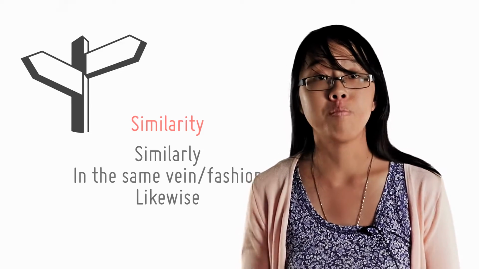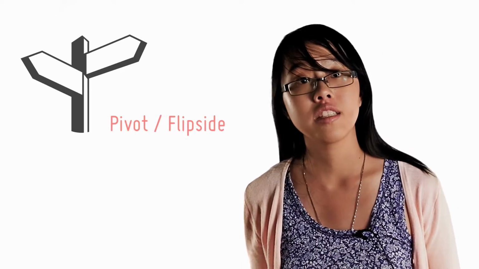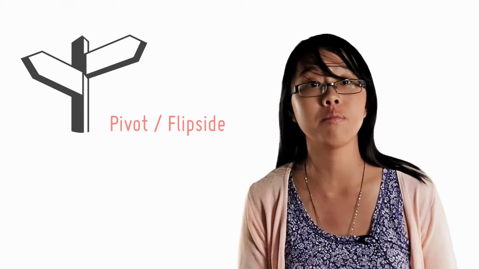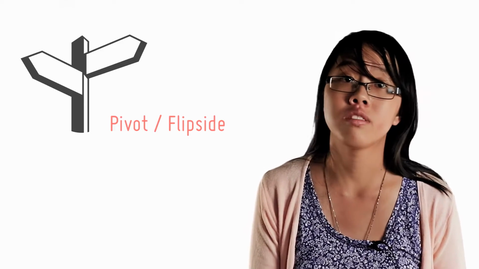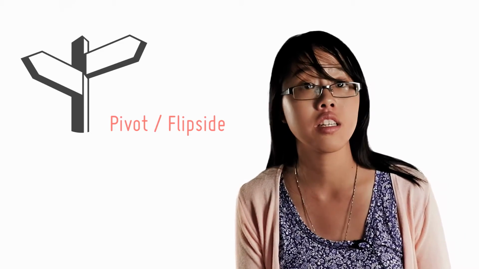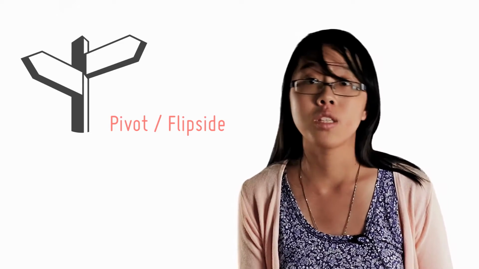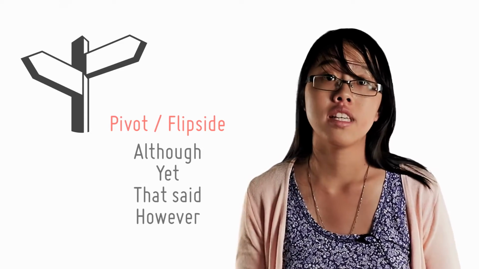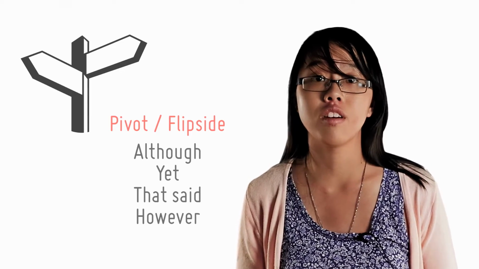The third signals a pivot in your argument, a flip side. For instance, you may be talking about how image is extremely important, but you'd like to proceed to talk about the cases in which it isn't. For a more effective switch of sides, one can use pivoting connectors such as although, yet, that said, and however.